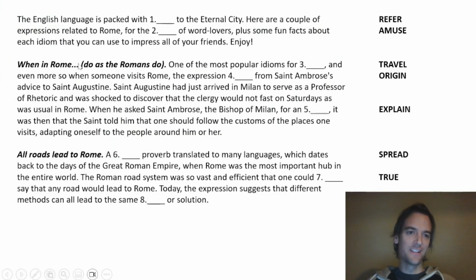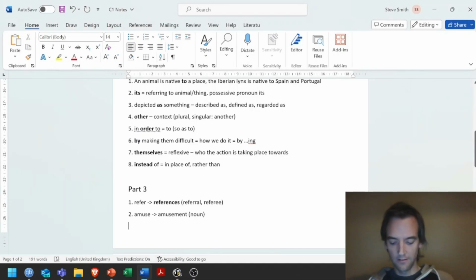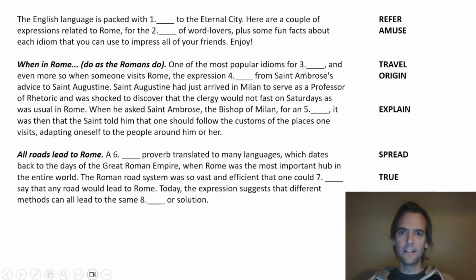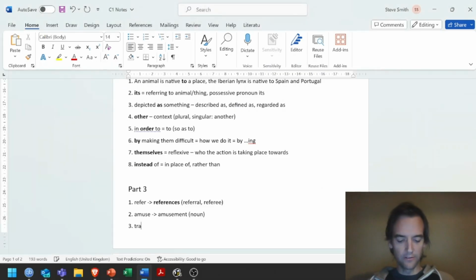And then we have some interesting expressions about Rome, which probably exist in many languages, but in English they are like this. When in Rome, do as the Romans. One of the most popular idioms, and even more so when someone visits Rome. So context, we are talking about people visiting Rome. We're talking about people. People who travel are travellers. And again, we need the S because it doesn't say a, so it must be in plural. Common trick on this part of the exam, isn't it? But it must be plural. And I think this is in UK English, so it's going to be a double L.